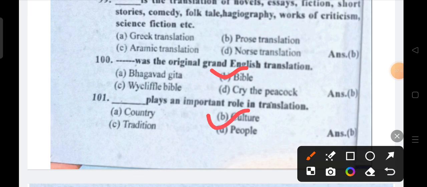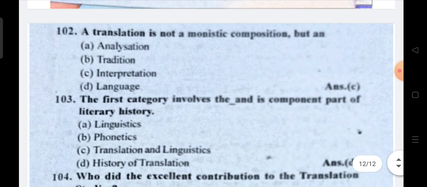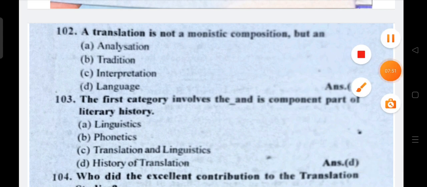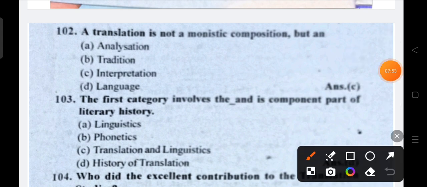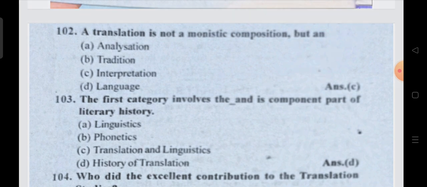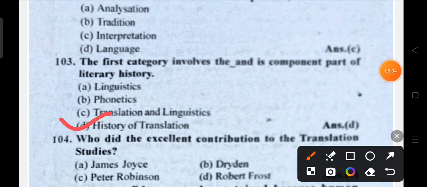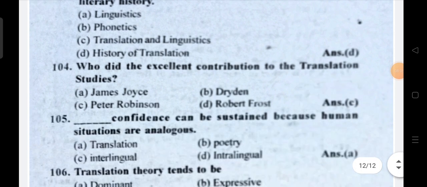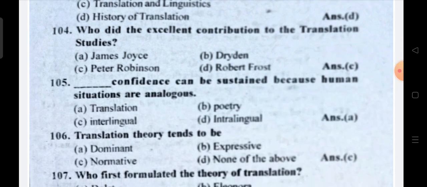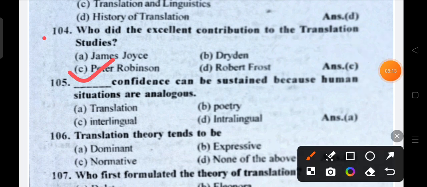Culture plays an important role in translation. ये क्वेश्चन इम्पोर्टेंट है. A translation is not a monistic composition but an interpretation. The first category involves the and is a component part of literary history. The answer is D, history of translation. Who did the excellent contribution to the translation study? The answer is C, Peter Robinson. ये क्वेश्चन बहुत ही इम्पोर्टेंट है.